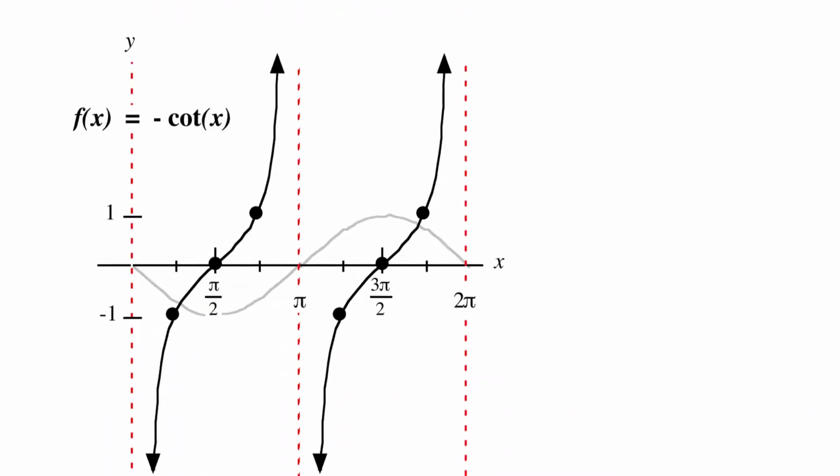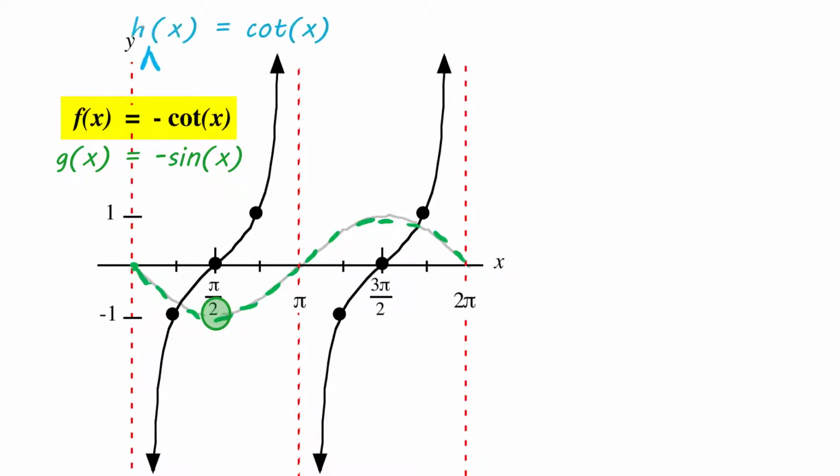Let's do the same for negative cotangent x. G of x is negative sine x. Sine starts at 0 and goes down to negative 1 before it continues on its way to 2 pi. The asymptotes are the same for the cotangent function, but notice that it's drawn in the different direction. In fact, let me go ahead and draw in blue the positive cotangent function.